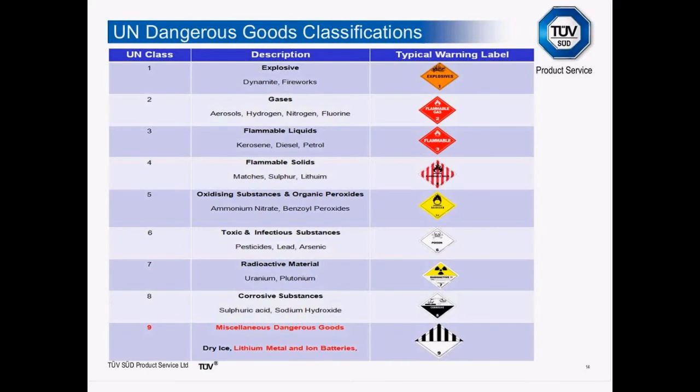The UN classifies dangerous goods into basically 9 categories, with lithium metal and lithium ion cells and batteries falling into class 9. Class 9 is basically a catch-all category for goods that do not fit into other categories. UN class 1 would be explosives such as dynamite, whereas class 7 would be something like uranium for radioactive material. So there are lots of different classifications for UN classified dangerous goods, and lithium metal and lithium ion fall into class 9.